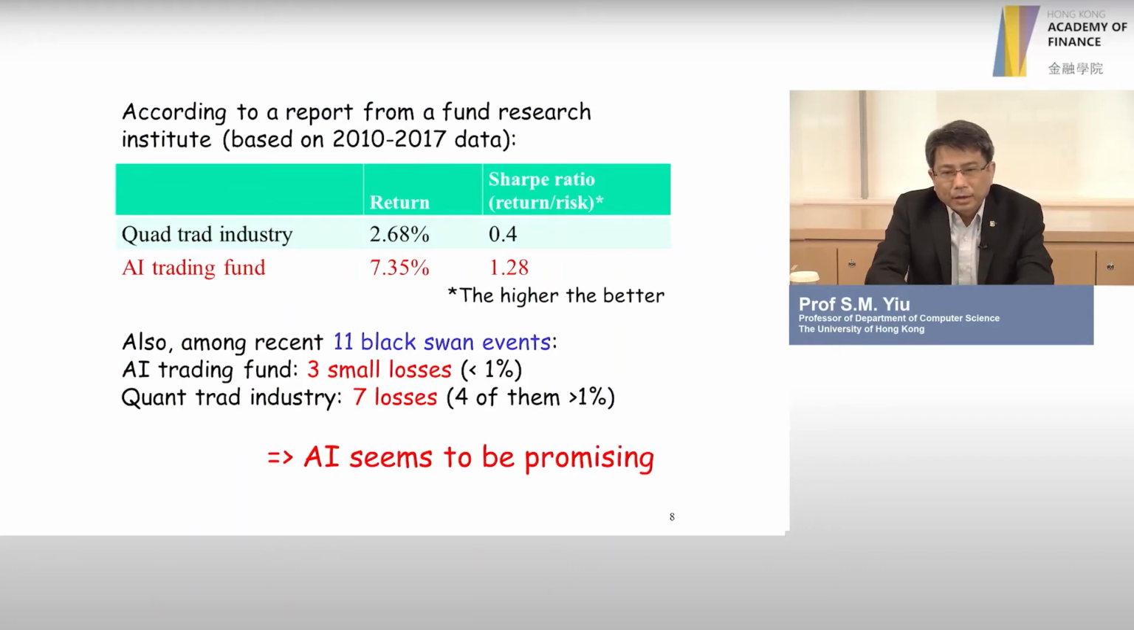All right, let me give you some more statistics first, so that you have more confidence that AI is useful. According to a report from a fund research institute, based on 7 years of data, they compared the return and the Sharpe ratio of the traditional quantitative industry and the AI trading fund. The return of the AI trading fund is about 3 times higher, and the Sharpe ratio as well is 3 times higher than the traditional quantitative companies. They also looked at the past 11 Black Swan events, and found that if you are using an AI trading fund, you still have some losses, but only 3 small losses, less than 1%. On the other hand, if you are using traditional strategy, there were 7 losses, and 4 of them were bigger than 1%.